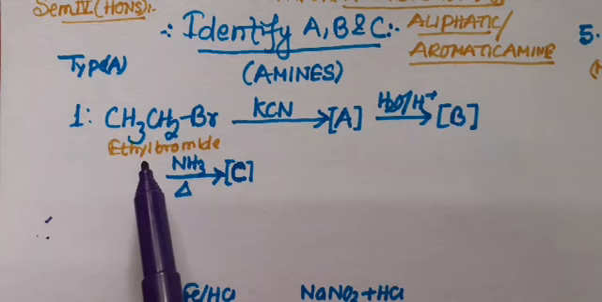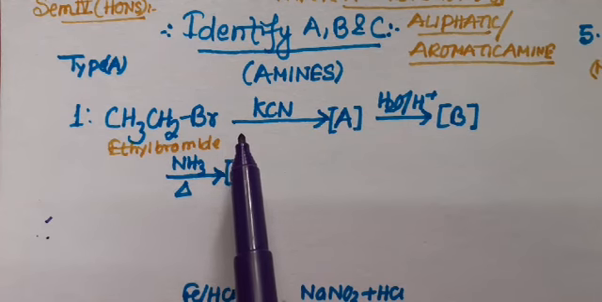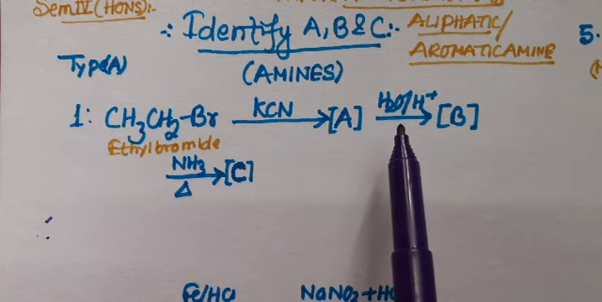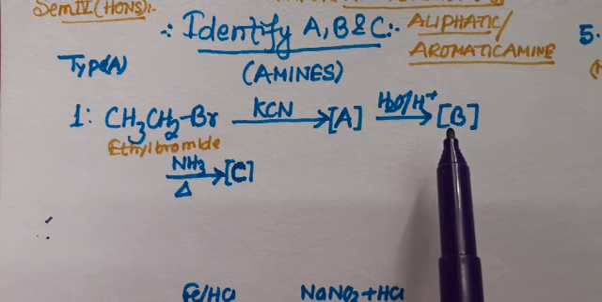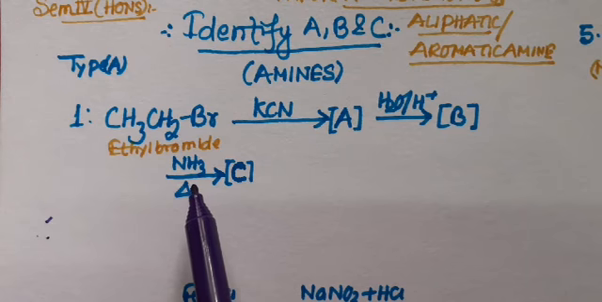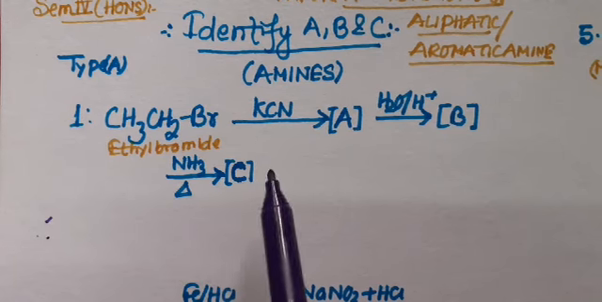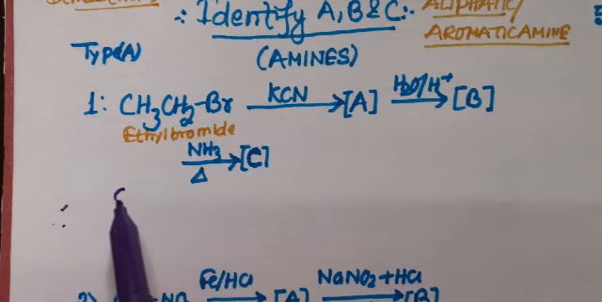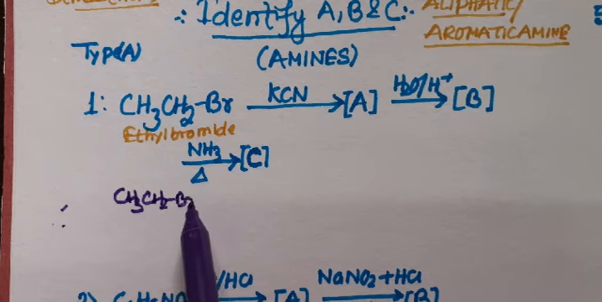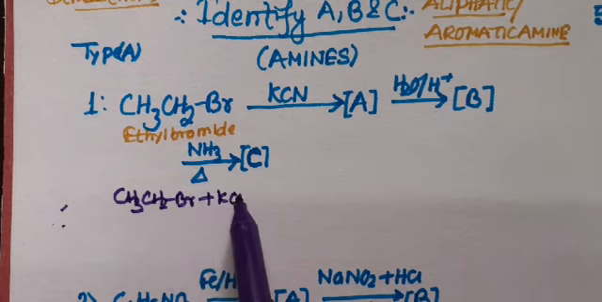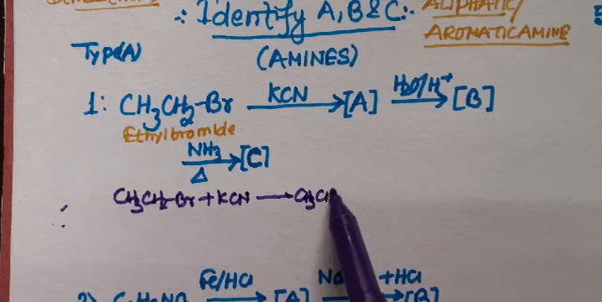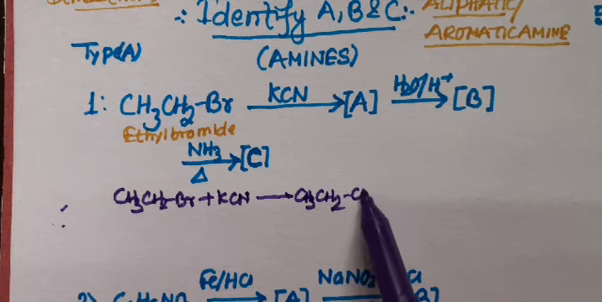So you can see that ethyl bromide reacts with potassium cyanide. The product A is obtained, which undergoes acid hydrolysis, resulting in the formation of product B, and which on treatment with ammonia and on further heating gives the product C. So let's see what products will be generated. CH3CH2Br plus KCN will give CH3CH2CN.